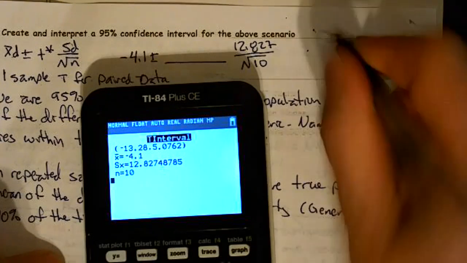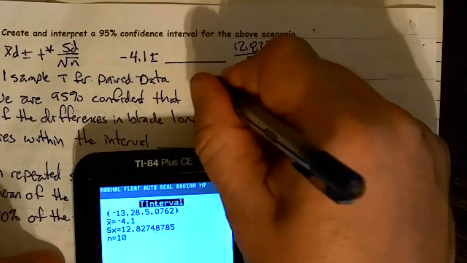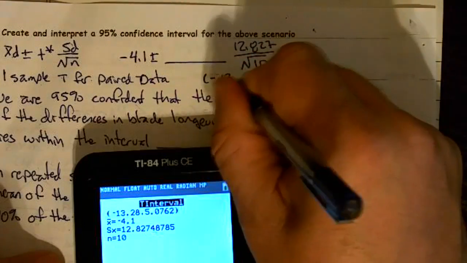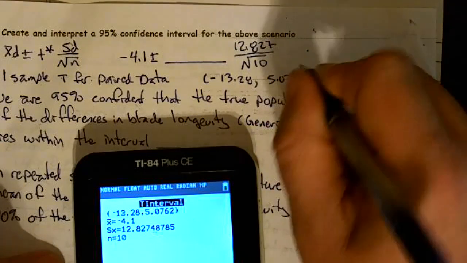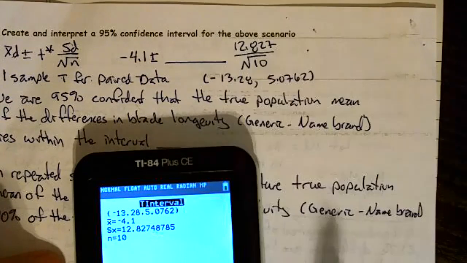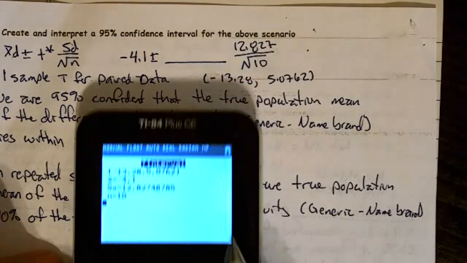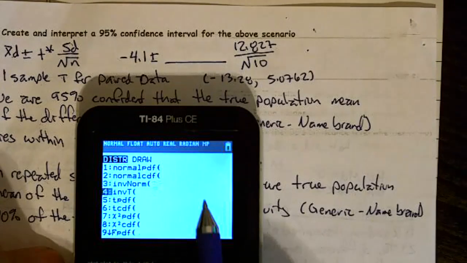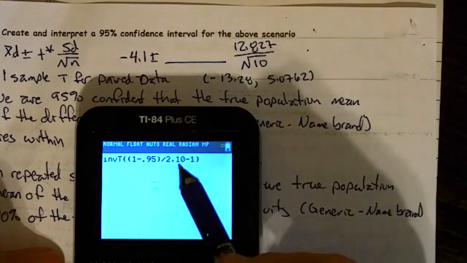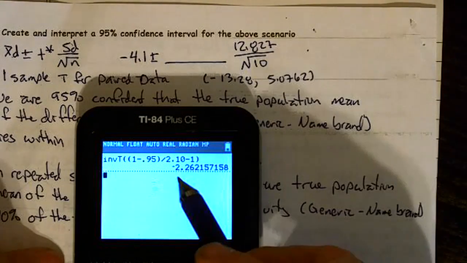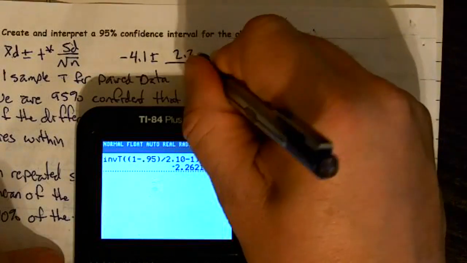And my interval is negative 13.28 and 5.0762. So then I come back and ask, how do I get T star? Well, I'll go to second vars, inverse T. My area is going to be parenthesis 1 minus 0.95, close parenthesis, divided by 2. And my degrees of freedom is going to be 10 minus 1, because we had 10 pairs of data. So my T star is 2.2621.